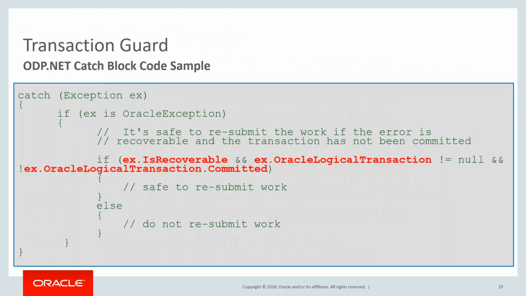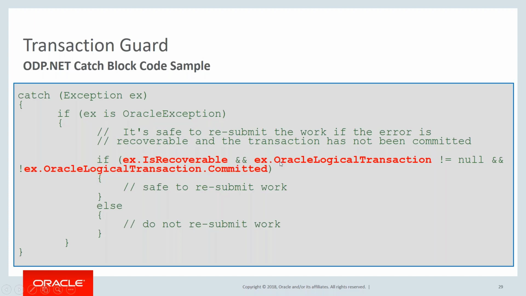This is done by the application developer, and here's an example of what type of application logic you would add in your C# code. Here we're in the exception block. We capture the Oracle exception, and then we want to see if it's safe to resubmit by checking if the error is recoverable and the transaction has not been committed. In red are the key APIs that we're using. First, we want to check the exception. Is it recoverable or not?